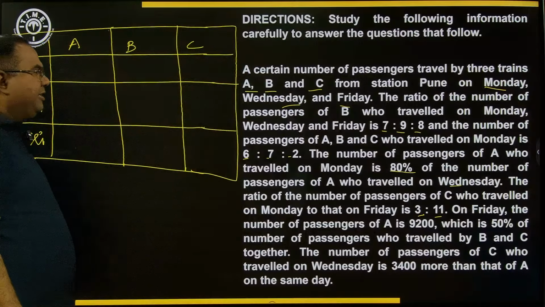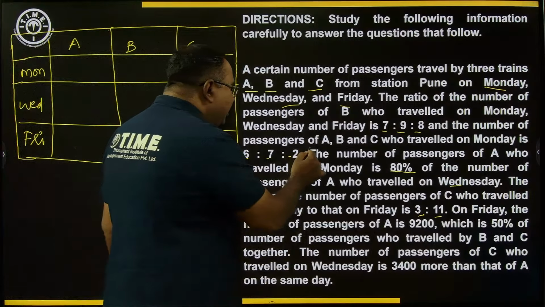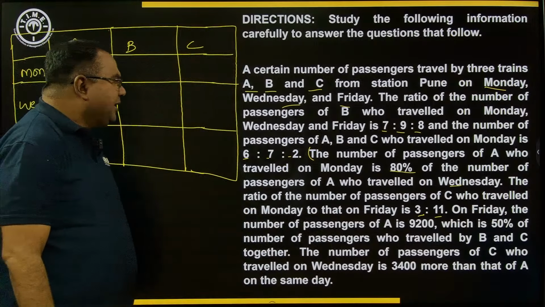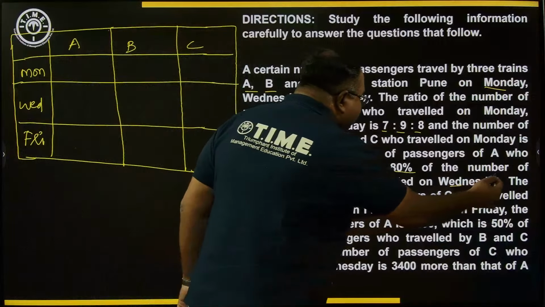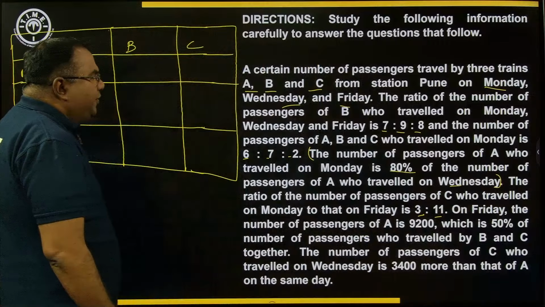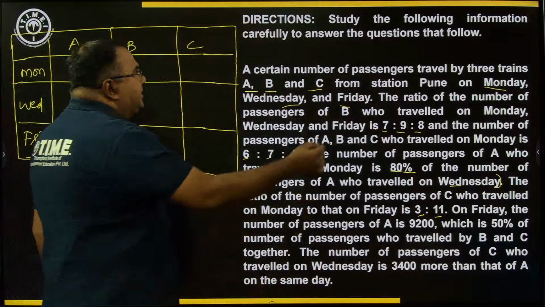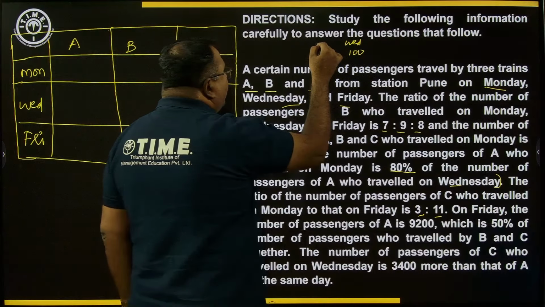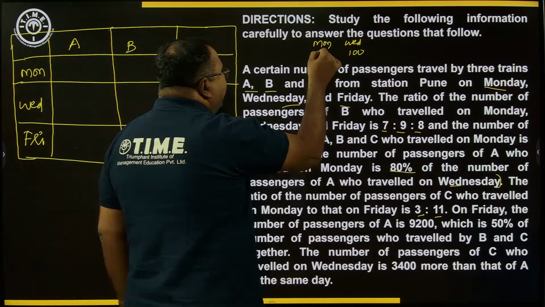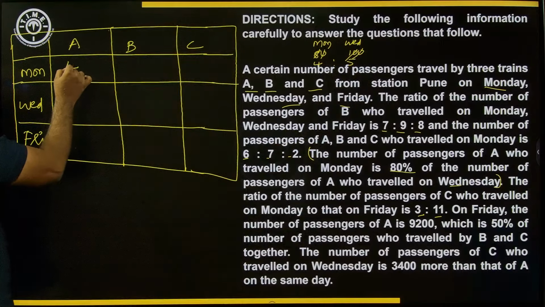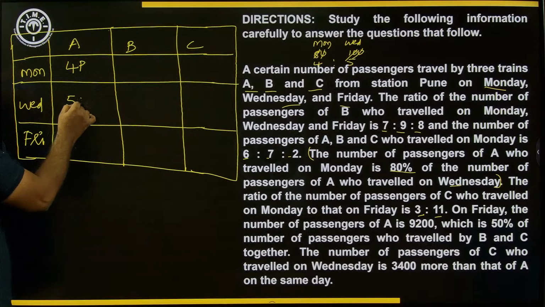Okay, let's start with A. We got some information about A here. The number of passengers of A who traveled on Monday is 80% of the passengers who traveled on A on Wednesday. Okay, this point is over. A on Monday is 80% of those who travel on Wednesday. If Wednesday is 100, who traveled on Monday is 80. So obviously these two are in the ratio of 4:5. So 4P on Monday, on Wednesday it is 5P.